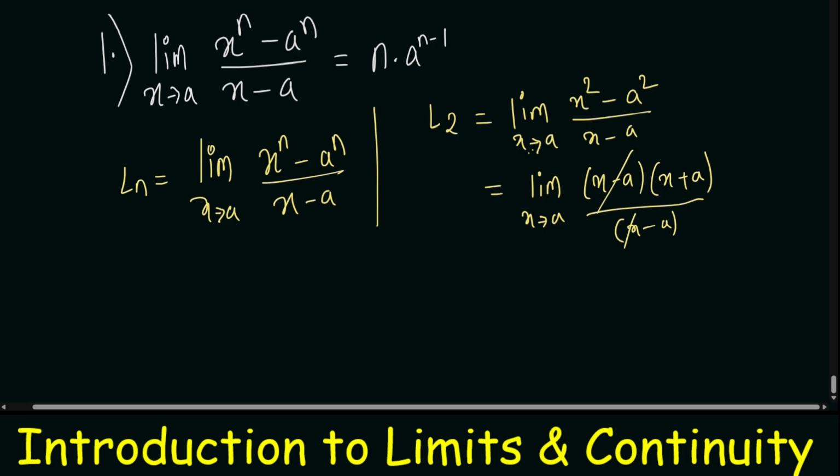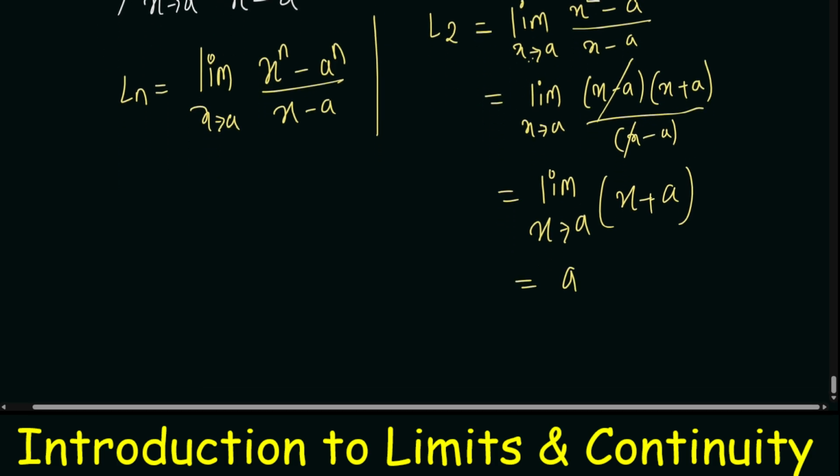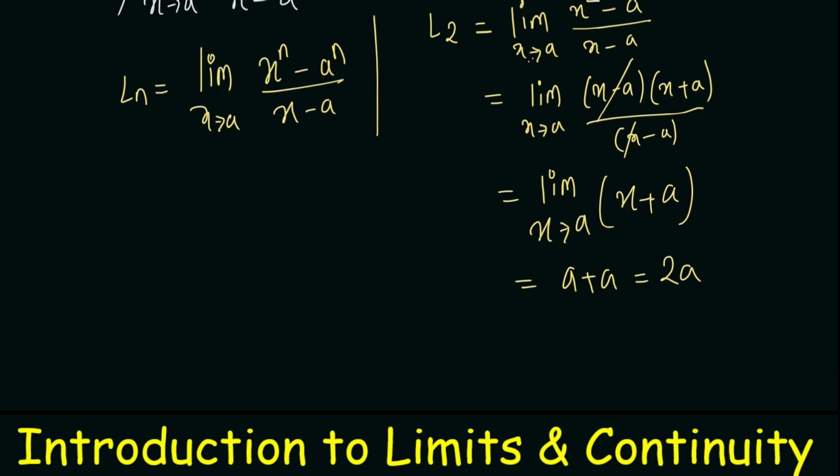If you cancel this off, you simply get limit x tends to a, x plus a, and this value is simply equal to 2a because this is a plus a. Now you can safely put the value of the limit since nothing undefined is coming, so you get 2a. So remember that you can always put the value of the limit whenever there is nothing undefined. So if the value is finite or 0, you can always put in the value and just get the answer. Okay, now let's jump on to Ln. This Ln can be done similarly.